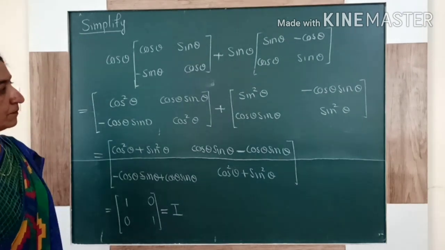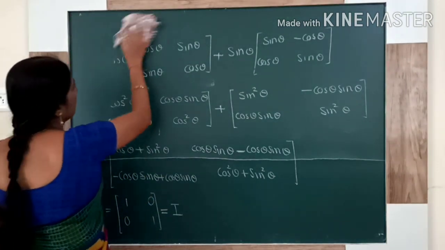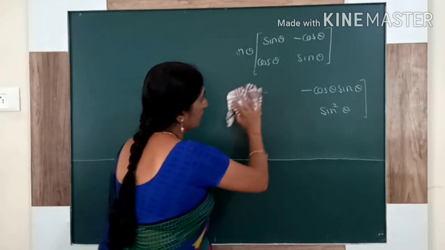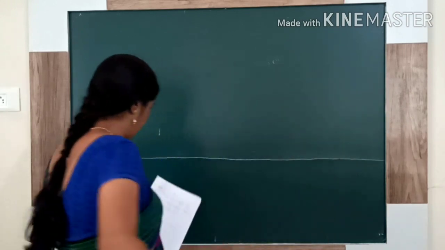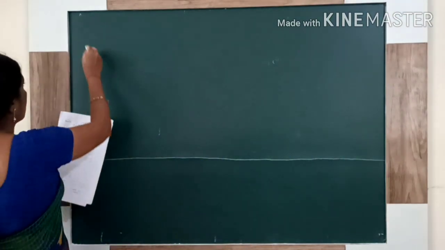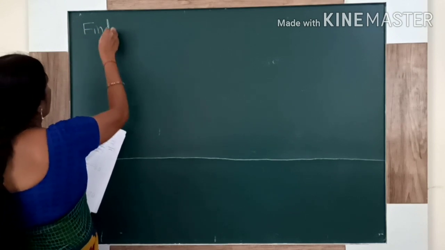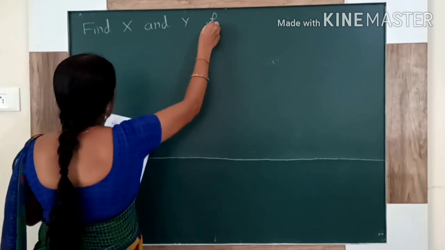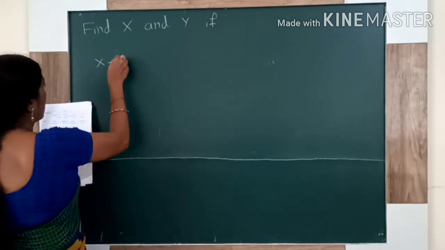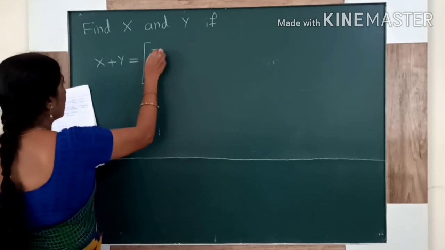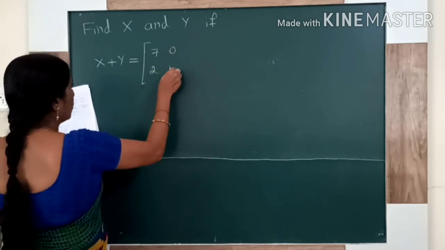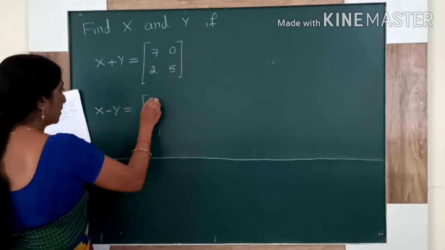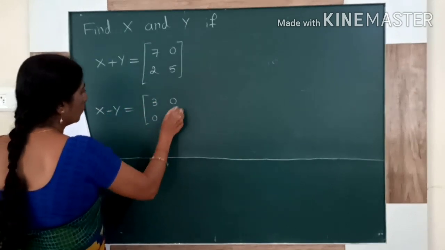The next one, find x and y if x plus y is [7, 0; 2, 5] and x minus y is [3, 0; 0, 3].